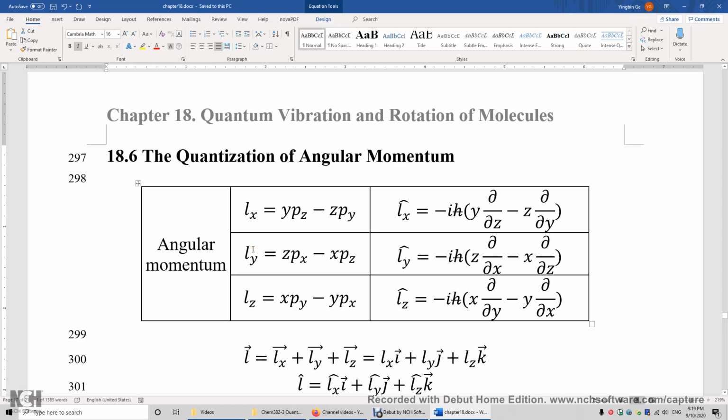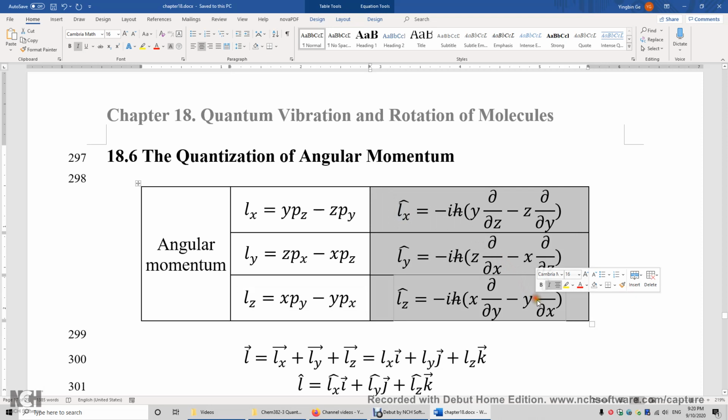Section 18.6, the quantization of angular momentum. The angular momentum of this 3D rotation has three components: Lx, Ly, Lz. Lx is y pz minus z py, Ly is z px minus x pz, Lz is x py minus y px. The corresponding operators are here.